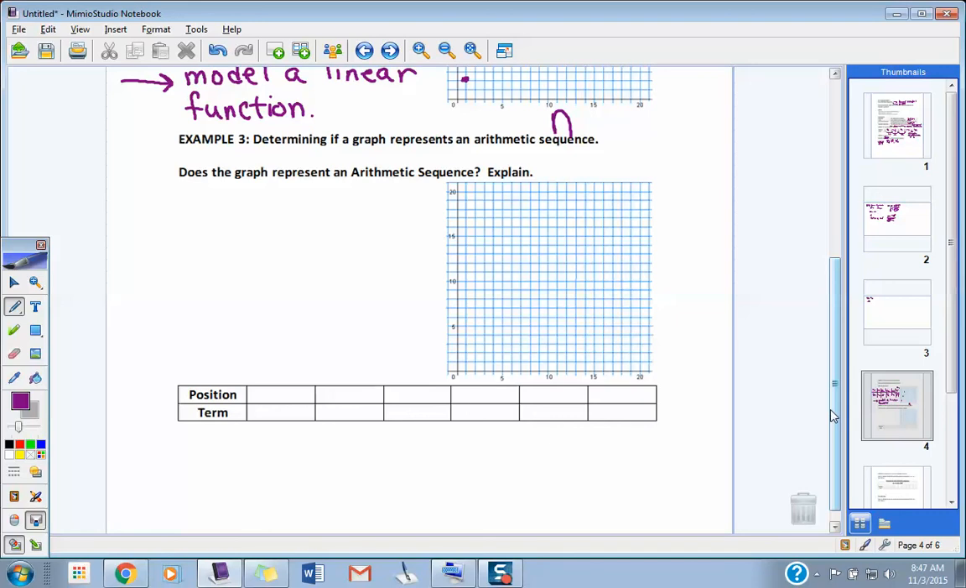I'm going to start at the point 1, comma 5. I'm going to go 2, comma 7. I'm going to go 3, comma 9. 4, comma 11. I'm going to go 5, comma 13. And finally, I'm going to go 6, comma 14 right here.